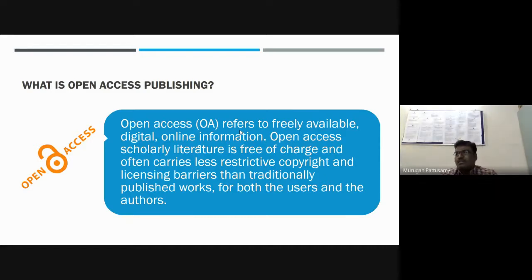Even some other top rated journals publish open access papers. I'll show you some exclusive open access journals, as well as some commercial journals that do accept open access publication. We'll have some calibration regarding this a little later. Now try to understand what is the meaning of open access. In simple sense, open access refers to freely available digital online information. Open access scholarly literature is free of charge and often carries less restrictive copyright and licensing barriers than traditionally published works, for both the users and the authors.